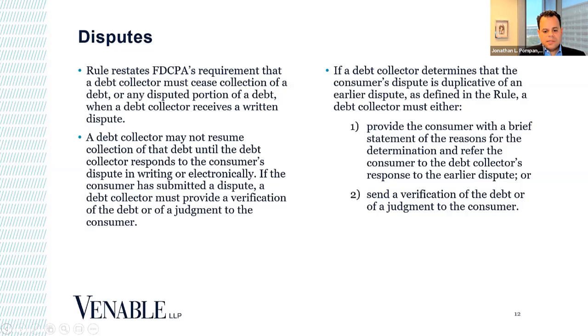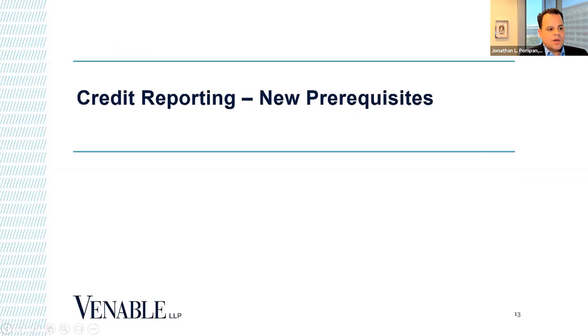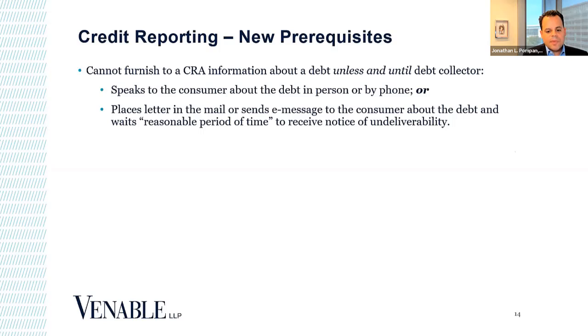On the next slide, we'll talk about credit reporting. Now, credit reporting is one that's a little different here and is built out more significantly in the rule. So a debt collector must not furnish any information about a consumer's debt to a consumer reporting agency, or CRA, until the debt collector has completed one of the actions stated in the rule to notify the consumer about the debt. And there's a couple different options.